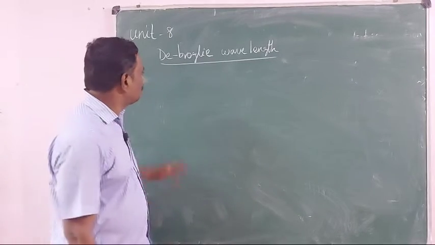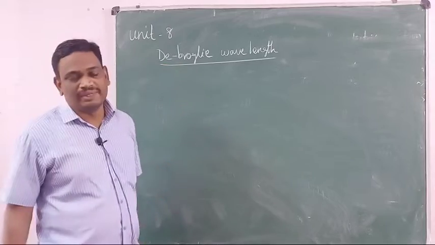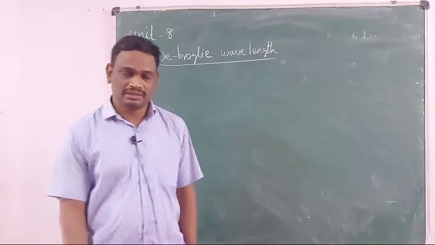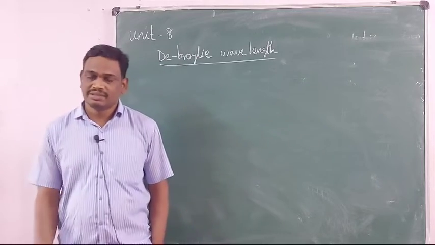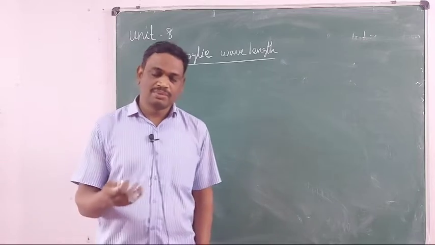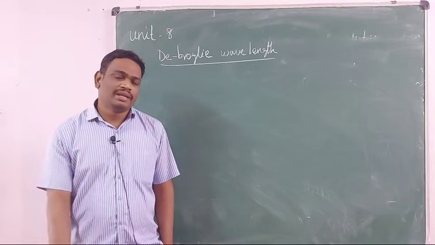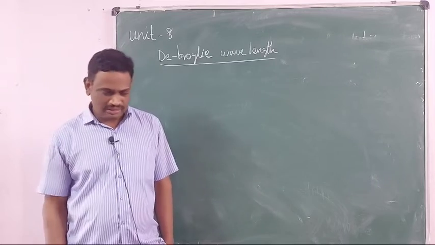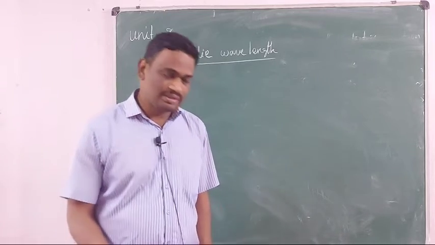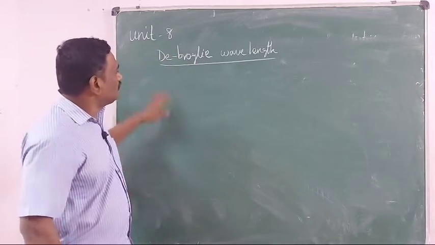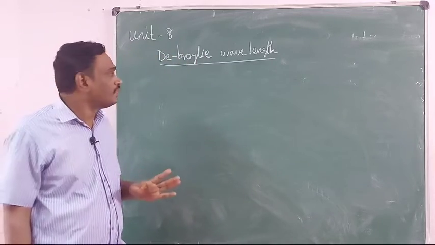Okay, the next topic is the de Broglie wavelength. In the year 1924, de Broglie extended the wave-particle duality theory. From the fifth lesson, Maxwell already proposed that light travels as a transverse wave. Light is a transverse wave, so according to Maxwell, light is a wave.